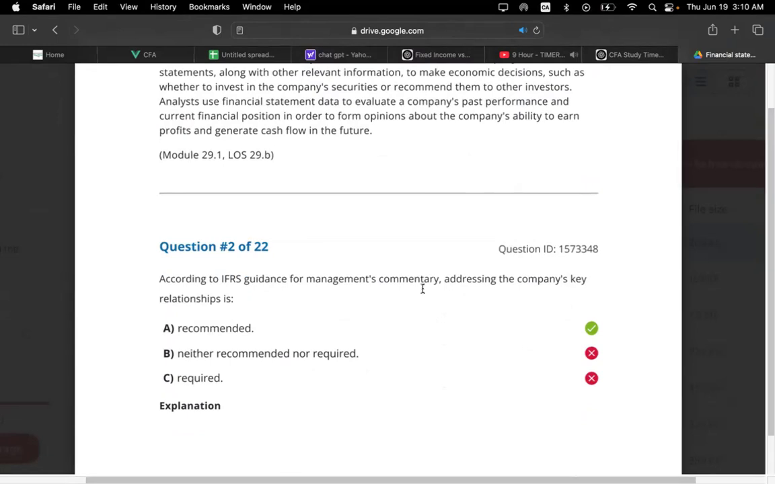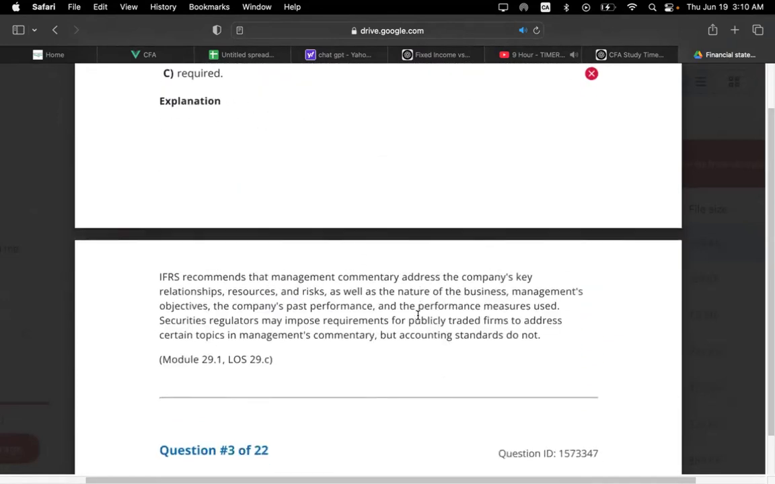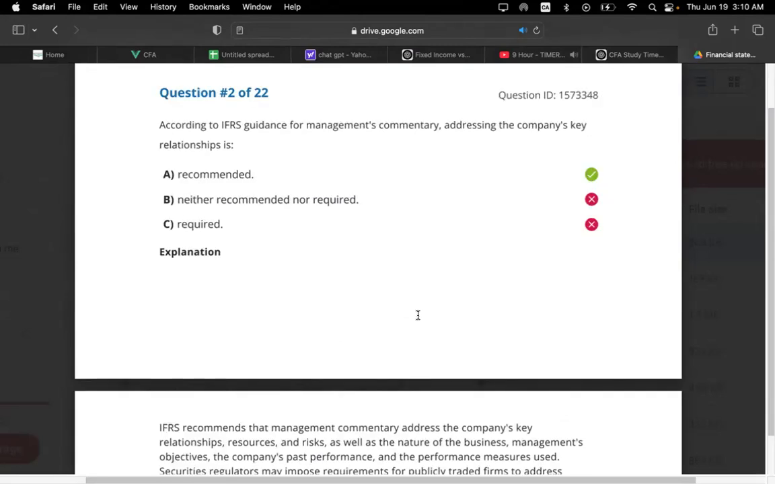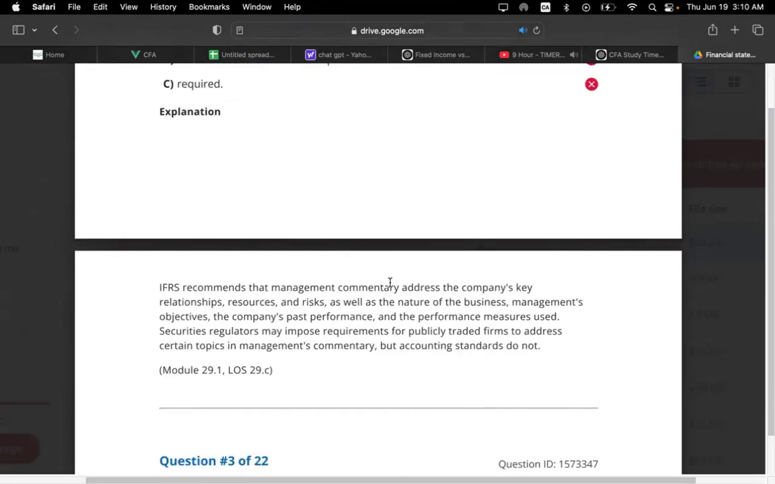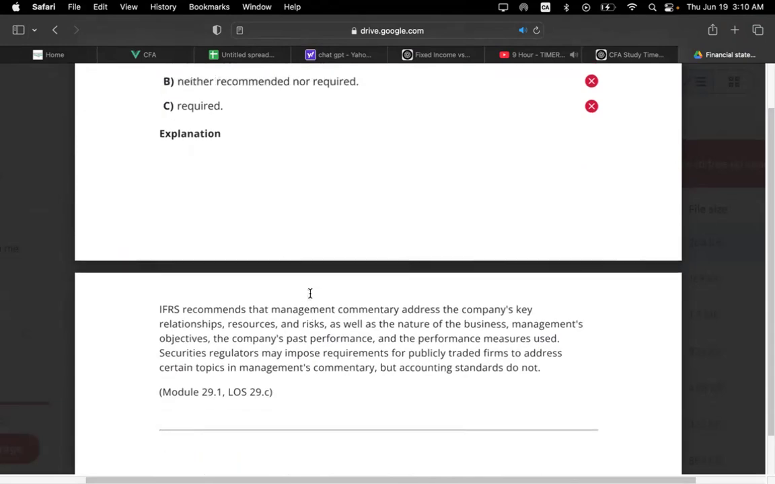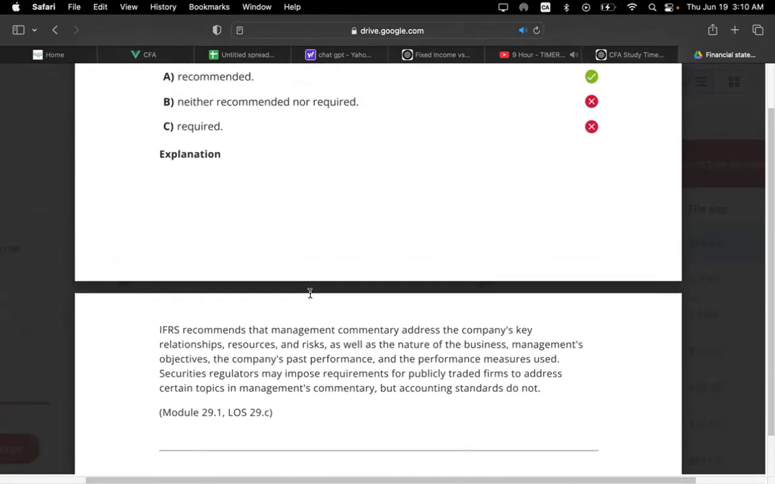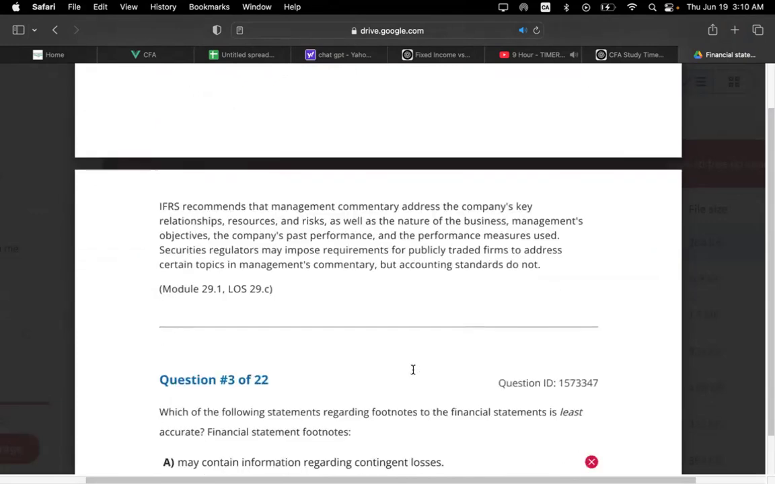According to IFRS, guidance for management commentary addressing the company's key relationships is again recommended. Very simple. We just read this. It's a fact. IFRS recommends that management commentary address the company's key relationships, but it's not required. It's recommended, but not required. As well as the nature of the business, management's objectives, the company's past performance, and the performance measures used. This exact paragraph, we just read it.